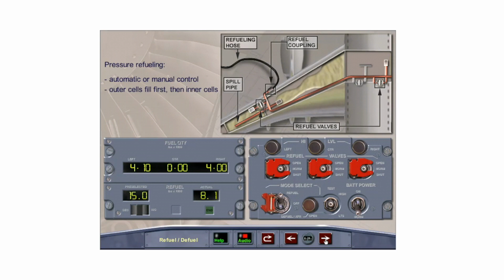Touch the pre-selector rocker switch to pre-select the required fuel load of 27,000 pounds. Then touch the fueling hose to begin refueling.